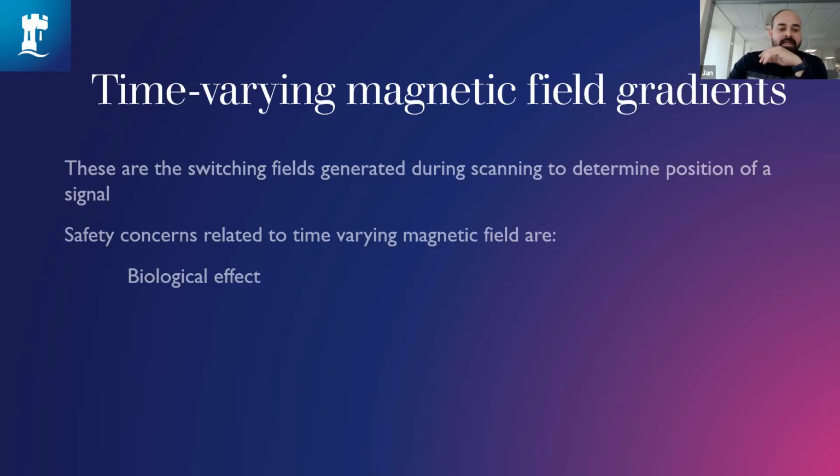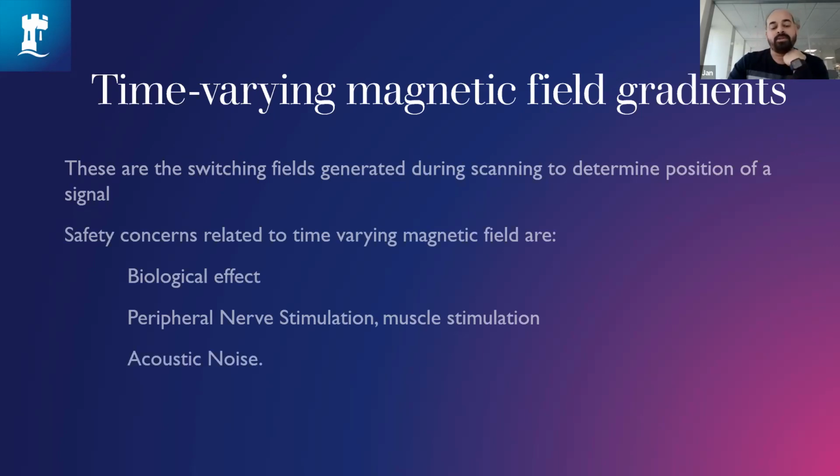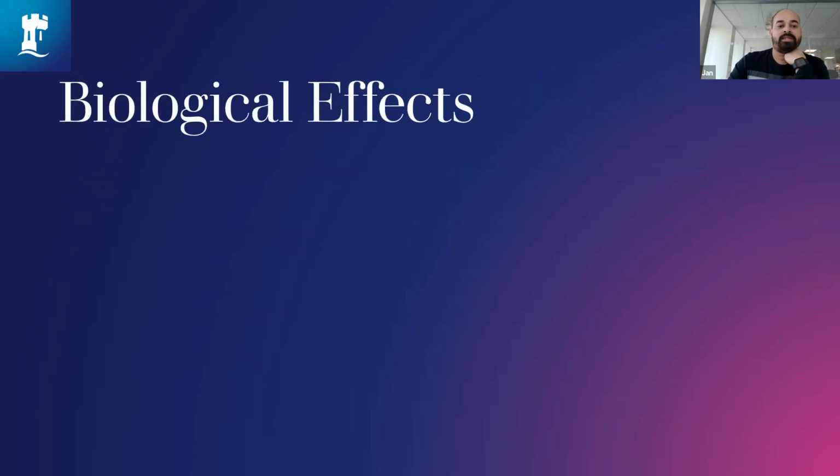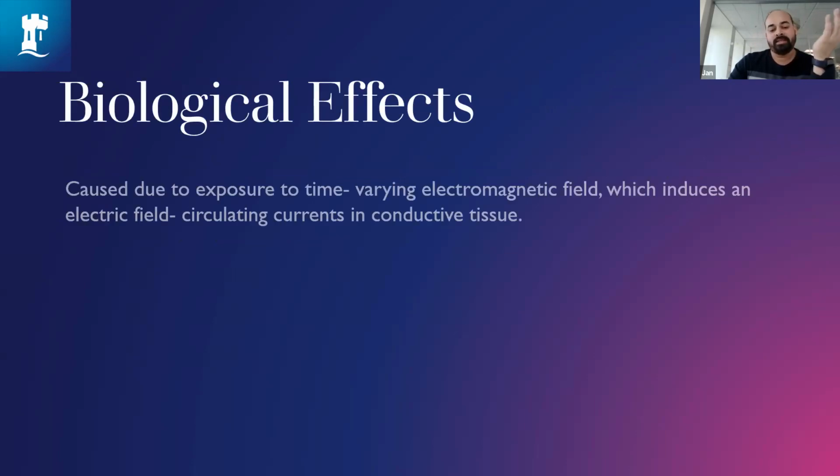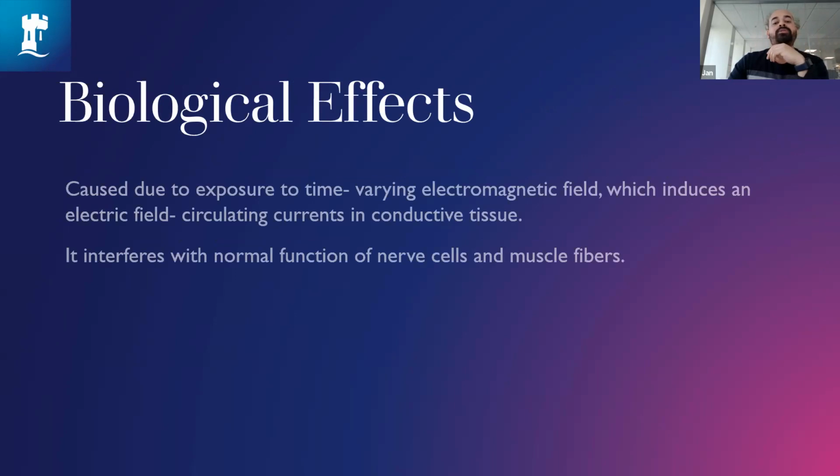Safety concerns for time varying magnetic fields are again biological effects, peripheral nerve stimulation or muscle stimulation, and acoustic noise. Now, biological effects are similar to what we see in the main magnetic field. The difference is that this happens when you're in the magnet and is not caused by the B0 itself, but by the gradient coils. It directly produces circulating currents within conductive tissue. It interferes with normal functions of nerves and muscle fibers if their frequencies do match.